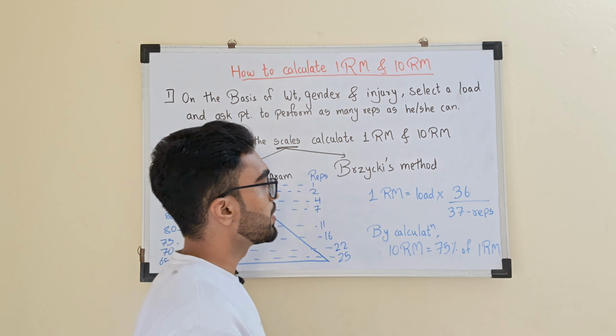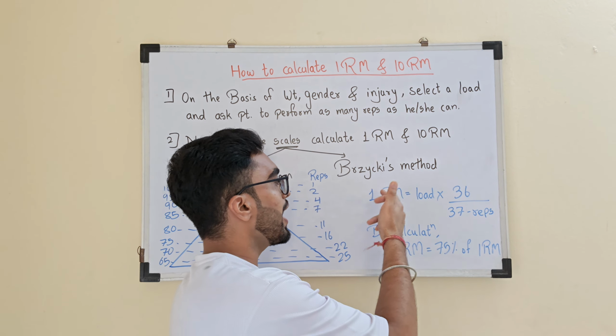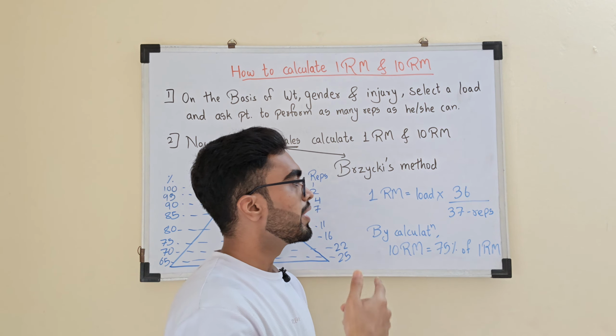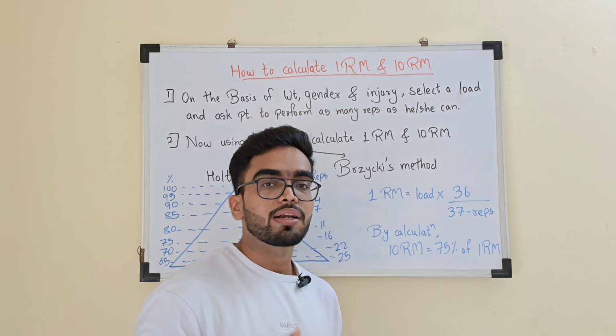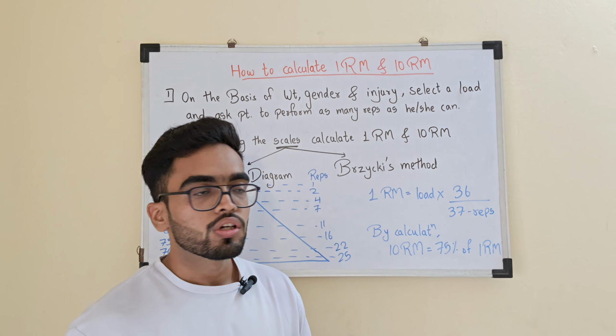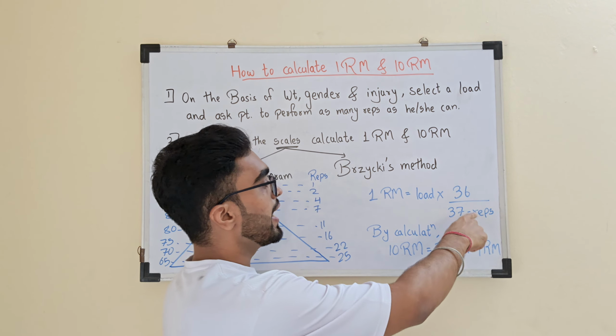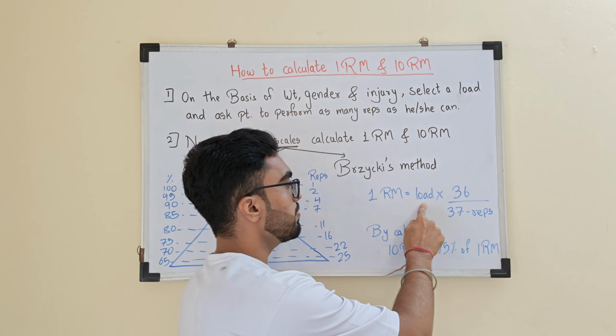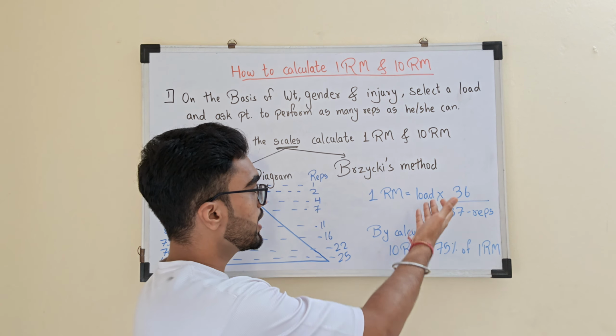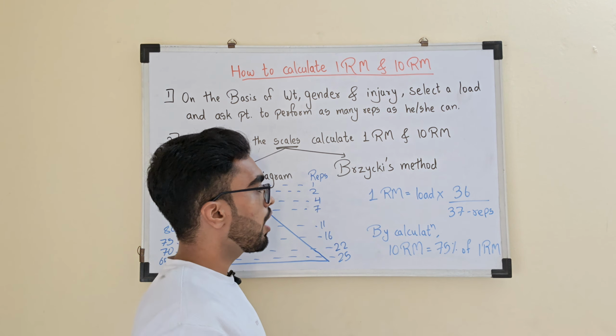Next is the Brzycki method. Brzycki method: 1 RM is equal to load multiplied by 36 divided by 37 minus reps. So the number of reps he has performed will be put here, and the load we have given him will be mentioned here, and it will be calculated accordingly.